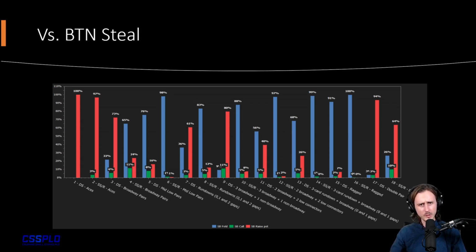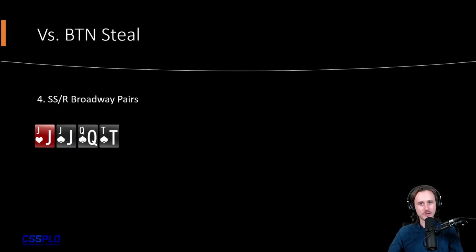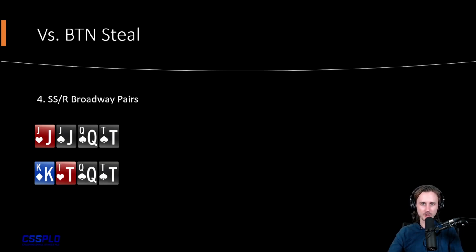Now I'm going to illustrate a few ranges here and a few hand examples that you are capable of cold calling with. We're going to look at the single-suited and rainbow Broadway pairs this time, double-suited mid-low pairs, and single-suited and rainbow rundowns. Let's first of all look into the single-suited Broadway pairs. Hands like Jack, Queen 10 with 3 of the same suits is a great candidate to call with from the small blind versus a button steal, as well as King Queen 10-10 single-suited with the Queen high suit.